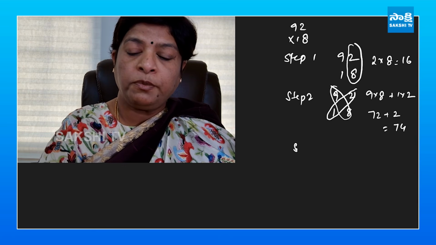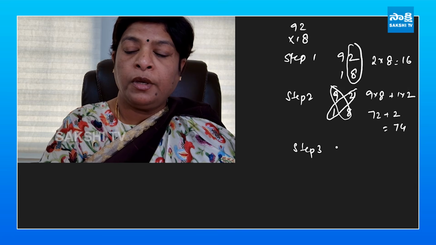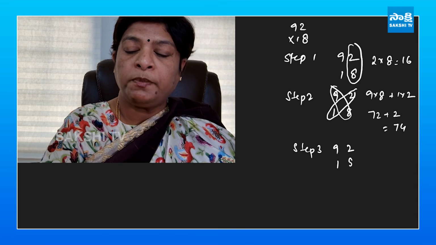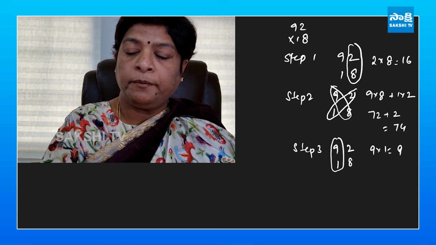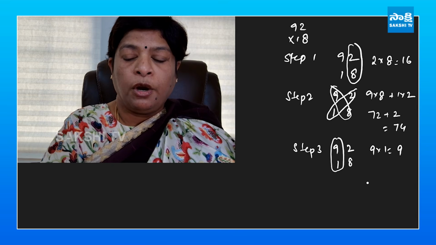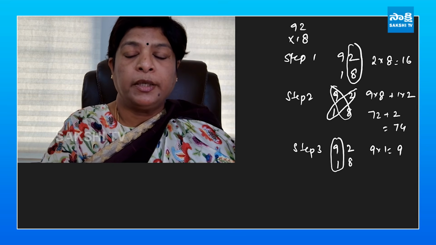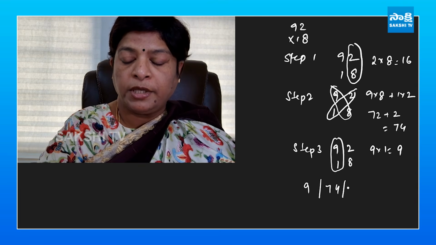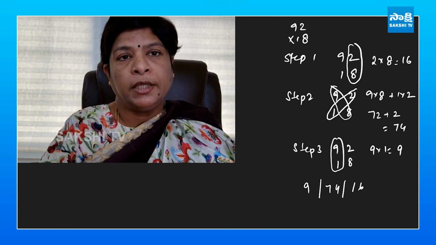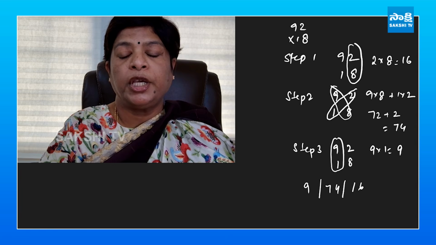And finally step 3, vertical multiplication of the tens place digits. So 9 times 1 is equal to 9. Now arranging the numbers in order, which is very, very important to get the correct answer. So 9 followed by 74 followed by 16. Now apply the balancing technique since we have more than a single digit in one place value.